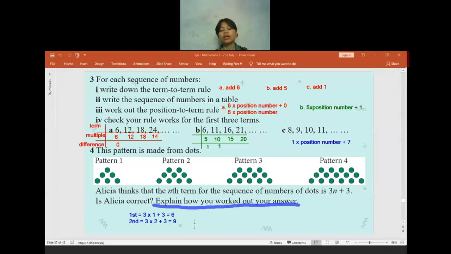So the explanation is the step itself. You can make the step like this, or you can find the position to term rule, and then from the position to term rule you change it into the nth term. Is there anyone who is confused about question 4? Or maybe I talk too fast? No? Clear enough? Okay. If no one has any question, then I can move to question 5.